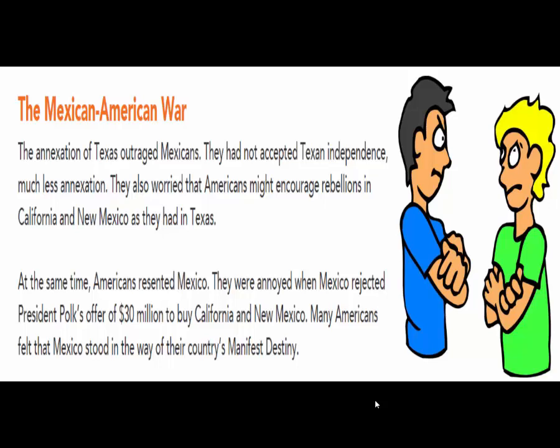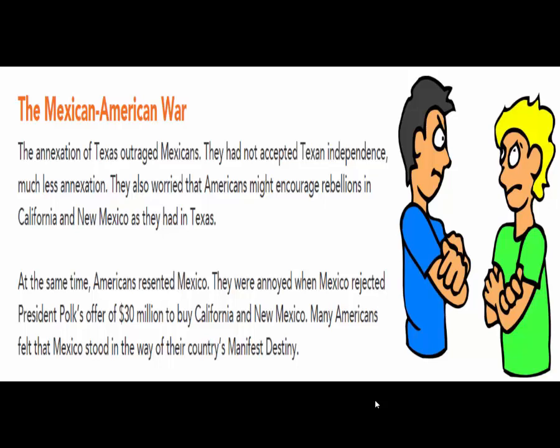So once again on question 10, why was Mexico angry at the United States in 1845? Because they had not accepted Texas independence, let alone us taking Texas as part of the United States. And they were also worried and concerned that we might also encourage rebellions to take place in California and New Mexico, just like in Texas.